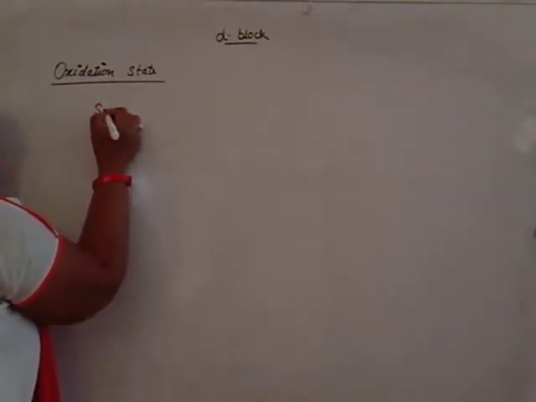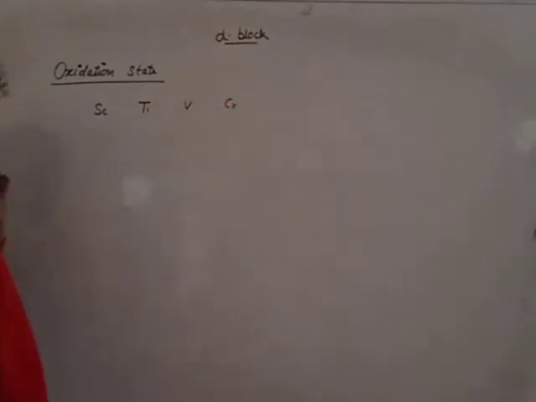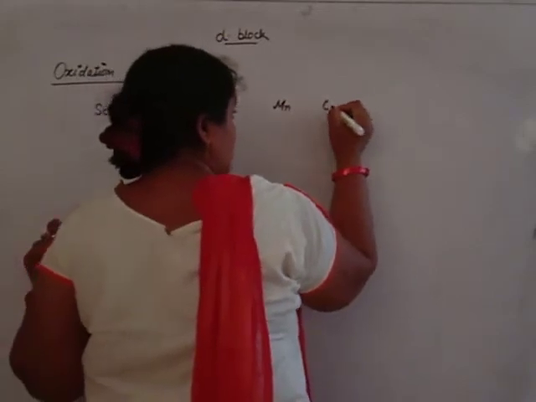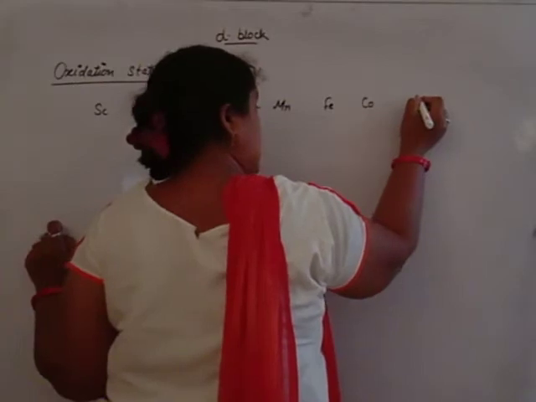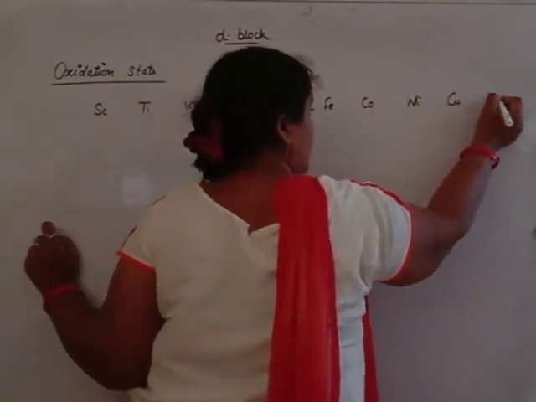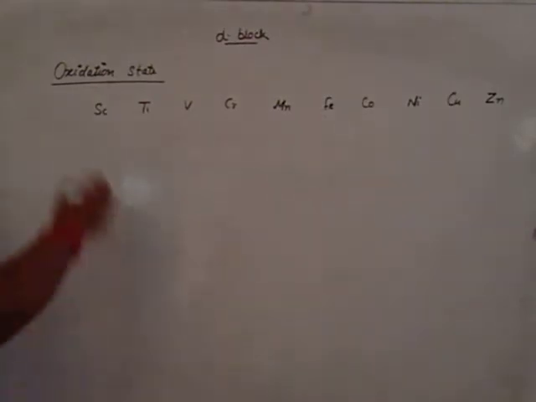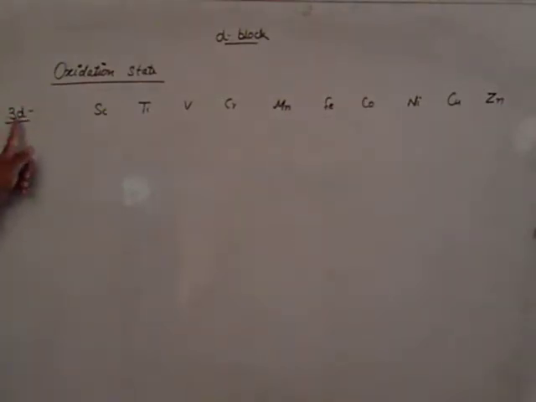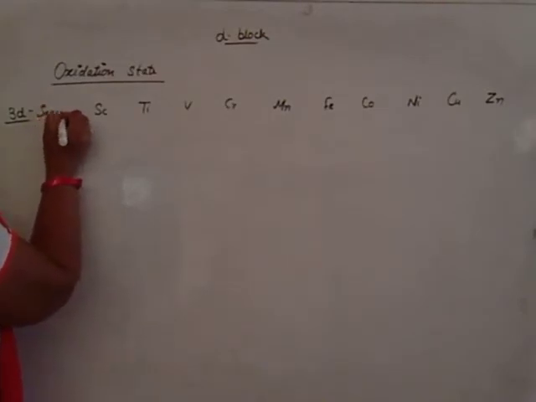Let us take scandium, titanium, vanadium, chromium, manganese, iron, cobalt, nickel, copper and zinc. It is the first transition series, that is the 3d series, the series in which the last electron enters the 3d orbital. So it is known as the 3d series or first transition series.